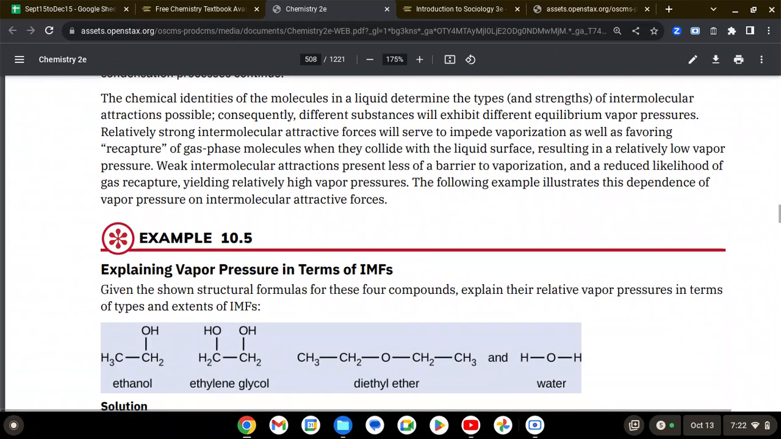The chemical identities of the molecules in a liquid determine the types and strengths of intermolecular attractions possible. Consequently, different substances will exhibit different equilibrium vapor pressures. Relatively strong intermolecular attractive forces will serve to impede vaporization as well as favoring recapture of gas phase molecules when they collide with the liquid surface, resulting in a relatively low vapor pressure. Weak intermolecular attraction presents less of a barrier to vaporization and a reduced likelihood of gas recapture, yielding relatively high vapor pressures. The following example illustrates this dependence of vapor pressure on intermolecular attractive forces.